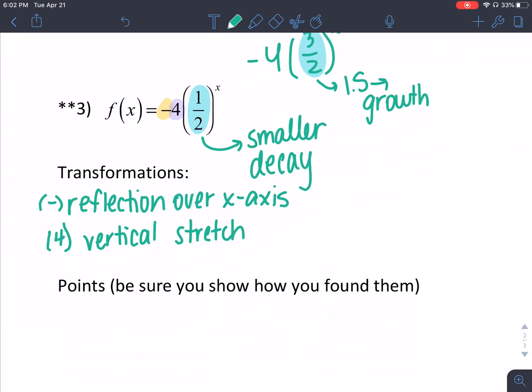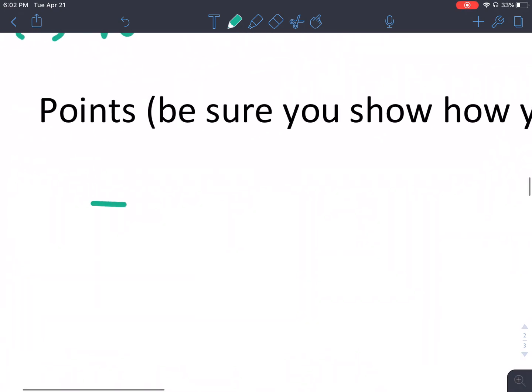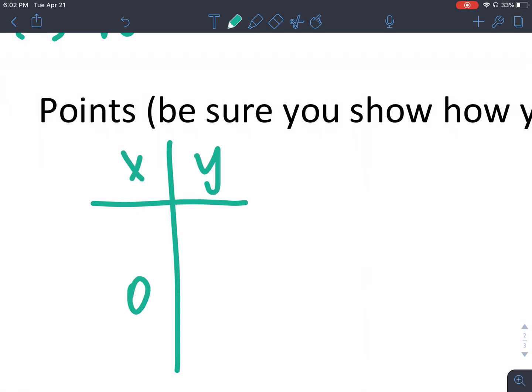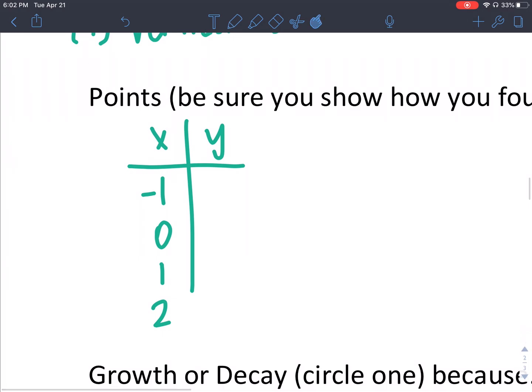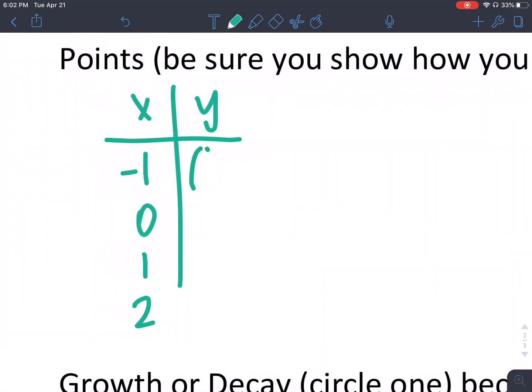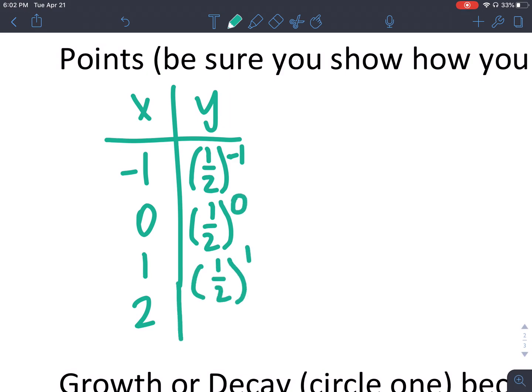Okay. Before I even do that, though, I need to find my points. So remember, you always have to use the point 0, and then use at least one negative and one positive. I'm going to do 2 positives just because you might have used the value of 2. So I'm going to raise 1/2 to all of those exponents. So I'm really just putting that x in for the x of the equation. And this is important to show on your assessment. Make sure you know how to get your points.